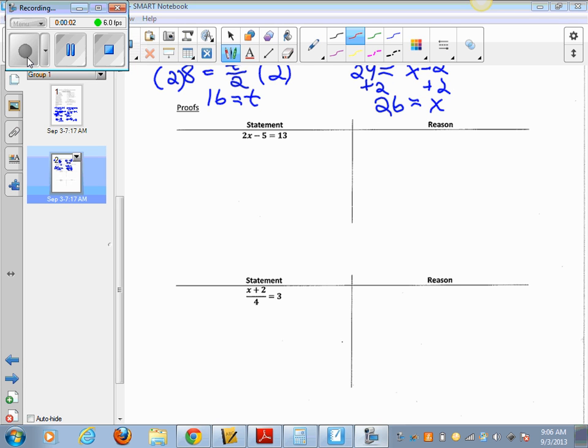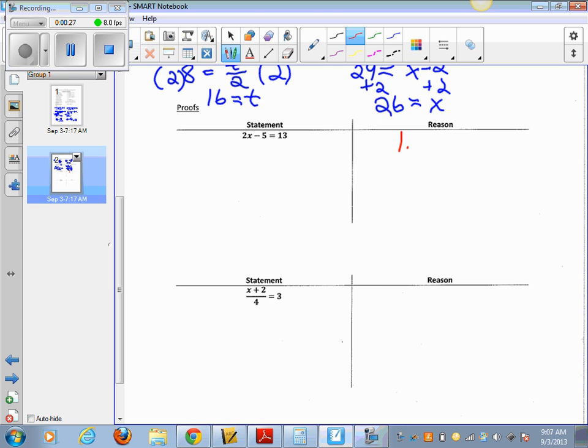All right, now we are moving on to the dreaded proofs. We're doing proofs because you will need to do these in geometry next year, and they are much harder with geometry. So I'm just giving you a little bit of a foundation. So we're going to be solving 2x minus 3 equals 13. Most of you guys could probably do this in your sleep. That's why we're stepping it up with the proofs.